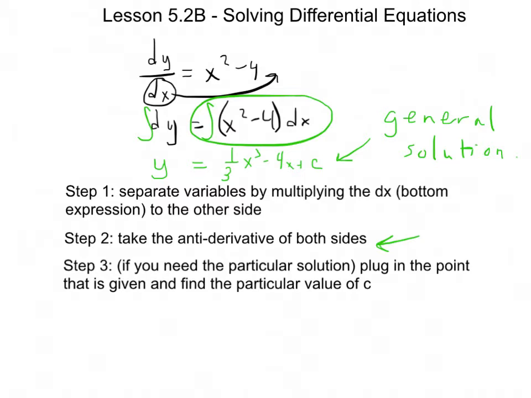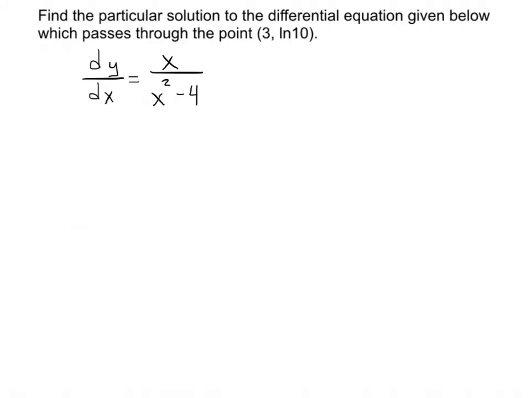Now I'm going to go on to the actual new problem. Here I want us to find the particular solution to this differential equation that passes through the point (3, natural log 10). As we just covered, the first step is multiplying that dx over to the other side. So now I have dy equals x over x squared minus 4 dx.